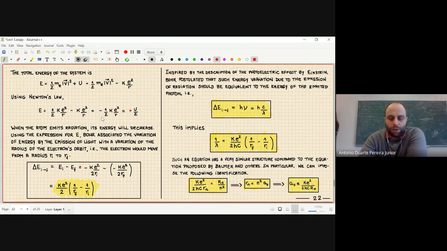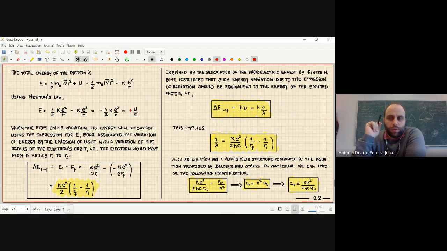So what Bohr did was the following. He associated the variation of energy by the emission of light. So the electron will emit radiation, and he associated that with a variation of the radius of the trajectory of the electron. So this is not trivial, okay?